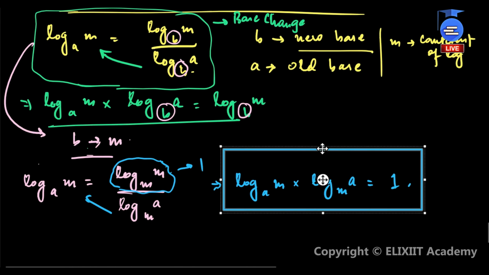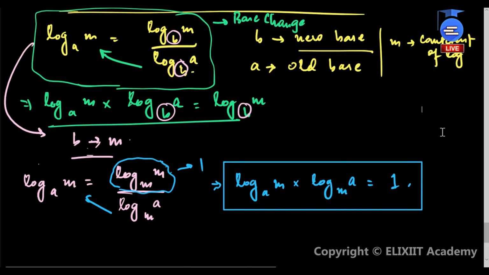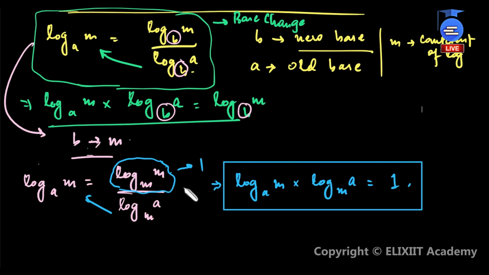But the base change formula is important. You need to remember this base change formula. So log m base a into log a base m is equal to 1. How do you prove this? Simply replace b by m in this expression, in the base change formula. You get this result. So likewise, many results can be derived.